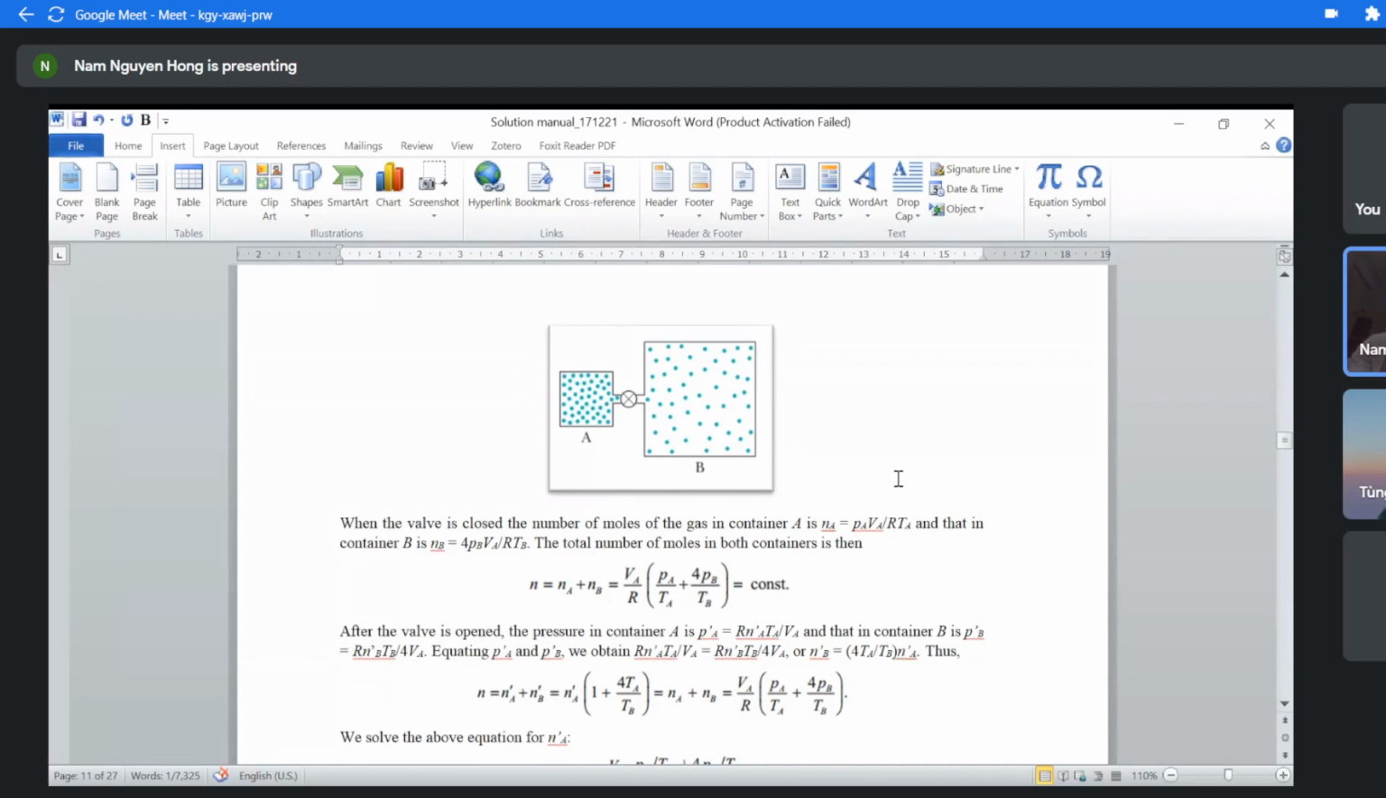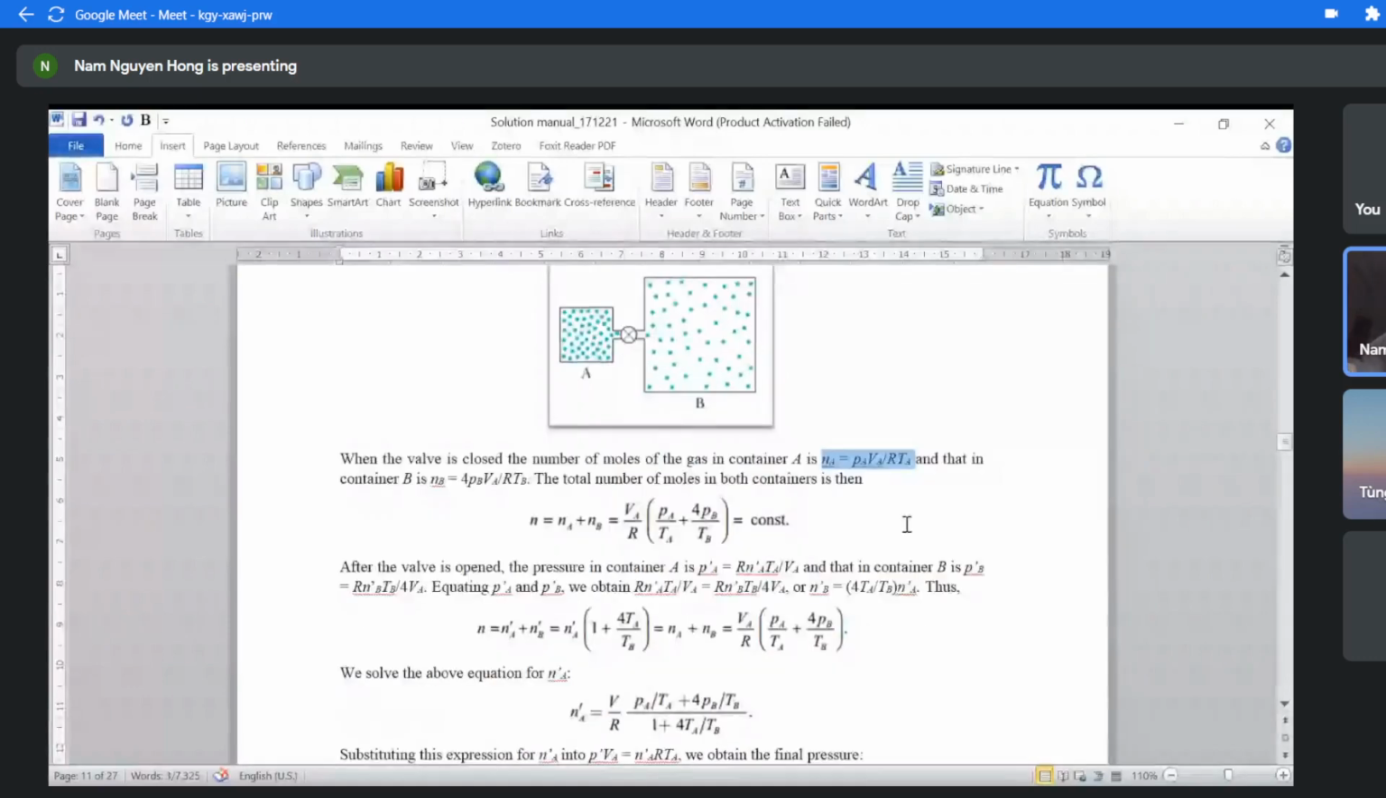When we open the valve, we keep the temperature the same. The temperature of container A is the same, the temperature of container B is the same. What changes is the pressure, right? Now we have only one final pressure, and we need to find this pressure. If we start by writing the number of moles of the gas in container A using the ideal gas law.